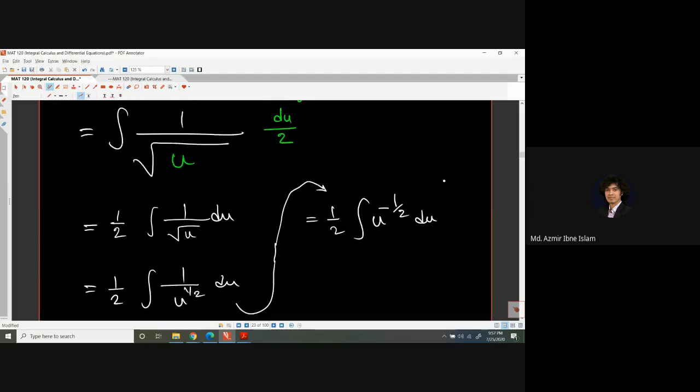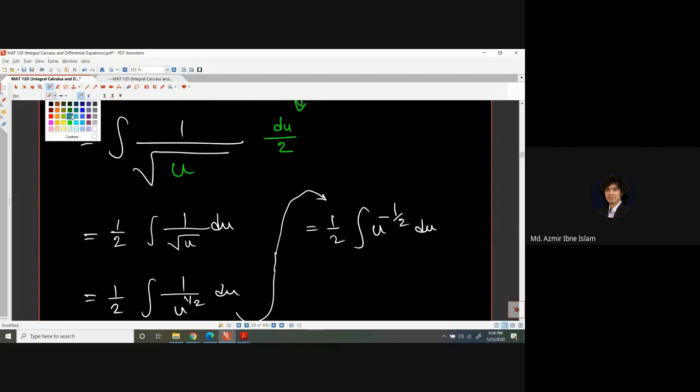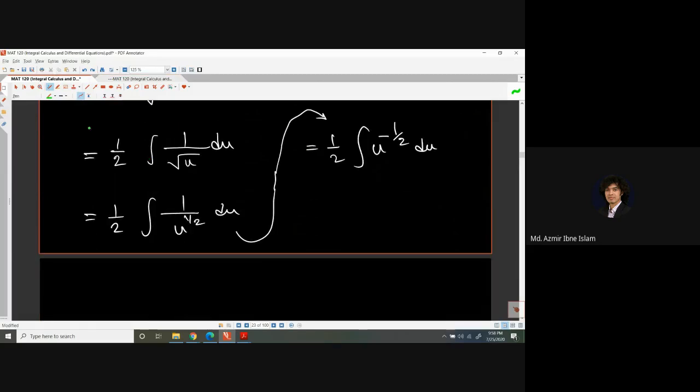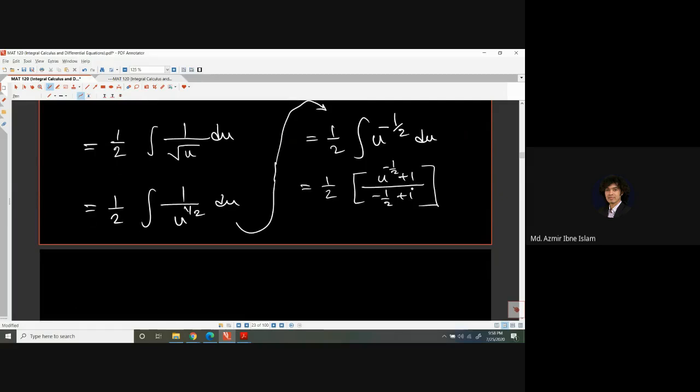Now it is going with a direct formula. You know that the integration of x to the power n dx is equal to x to the power n plus 1 over n plus 1. So we can apply this formula because here we have u to the power n, so u to the power n plus 1 over n plus 1. So let's apply this formula here. 1 by 2, u to the power negative 1 by 2 plus 1, over negative 1 by 2 plus 1. Okay, so we have finally solved this integral.